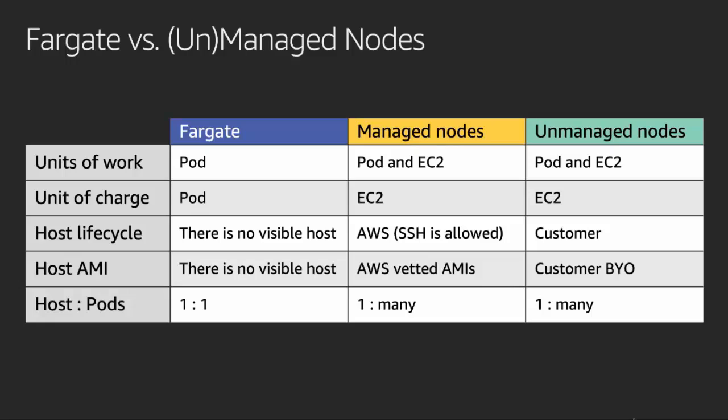Last but not least, it's the host-to-pod relationship. Typically, when you run EC2 instances in your account, either managed or unmanaged, what happens is that you're going to deploy more pods on a single EC2 instance. Whereas for Fargate, the model that we use is always going to be a one-to-one. Basically, what happens is that when you try to deploy a pod, we source dynamically a VM or micro VM from the Fargate fleet, and we deploy that single pod on that VM or micro VM.